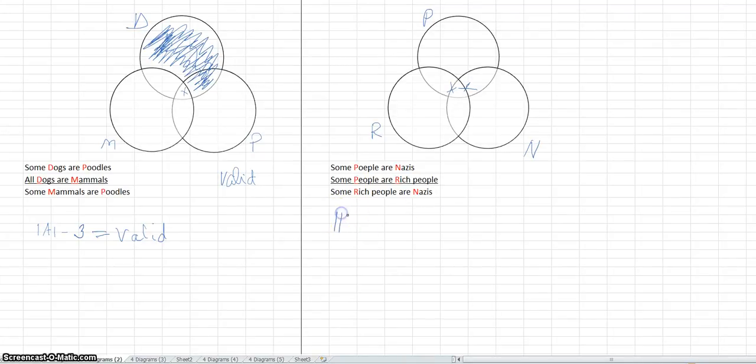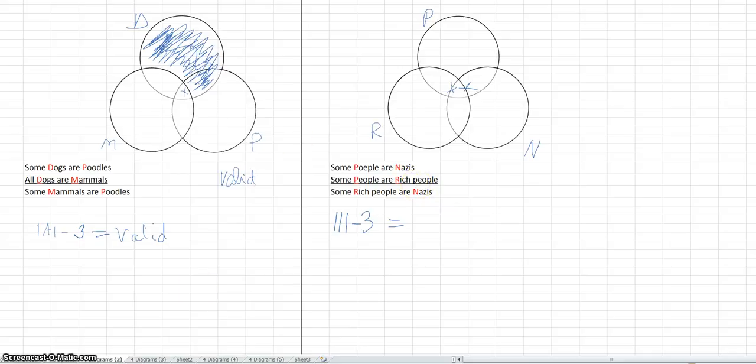Okay? So now we look at it and we say, what do we have? We have an I statement, an I statement, an I statement. We know that people is the middle term. We know that it's in the subject position of the middle term, therefore it makes it a figure 3. So the question is, is it valid or invalid? Some rich people are Nazis. Right now we have nothing in this football that pertains to this particular statement. Therefore, it's not going to be valid.